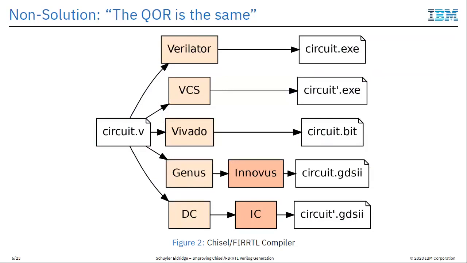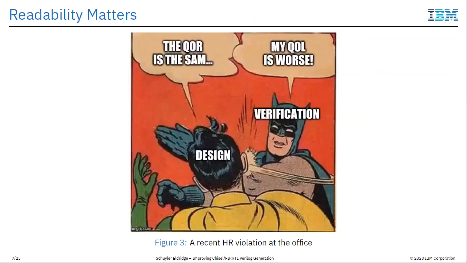So with that, however, even though the QoR is the same, it's not the same for everybody, right? And readability really does matter, okay? So the design team says the quality of results is the same, and the verification team wants to kill you. Well, yes, exactly. This is an actual HR incident that happened.